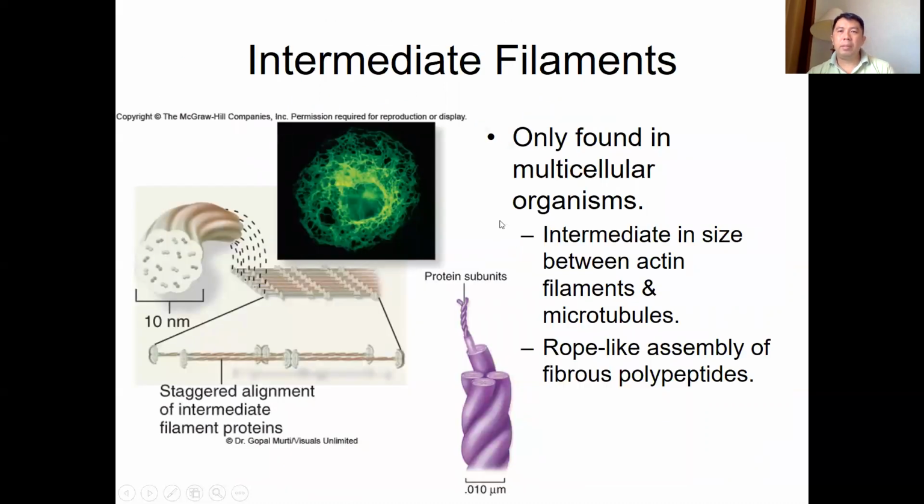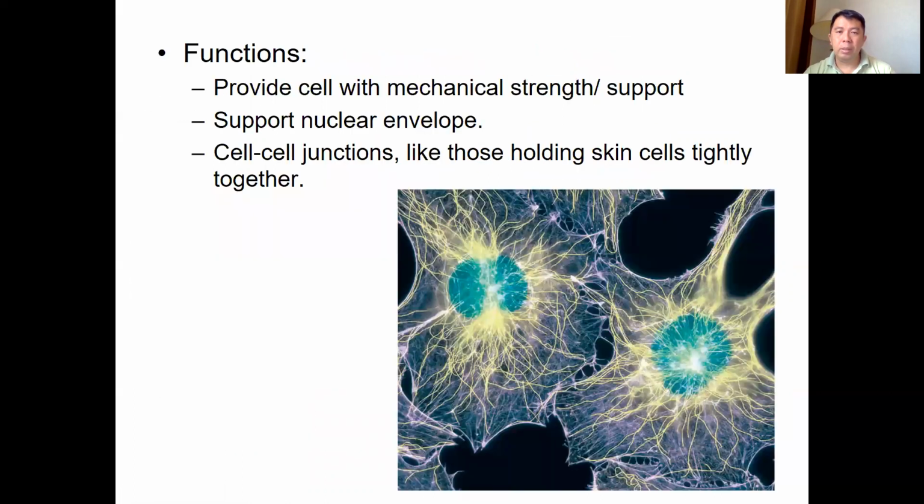Intermediate filaments are only found in multicellular organisms. The size is in between microtubules and the actin filament. So what are the functions? To provide the cell with mechanical strength or support, and to support the nuclear envelope. That's why you see them around here. They are found around here, in cell-cell junctions, like those holding skin cells tightly together.